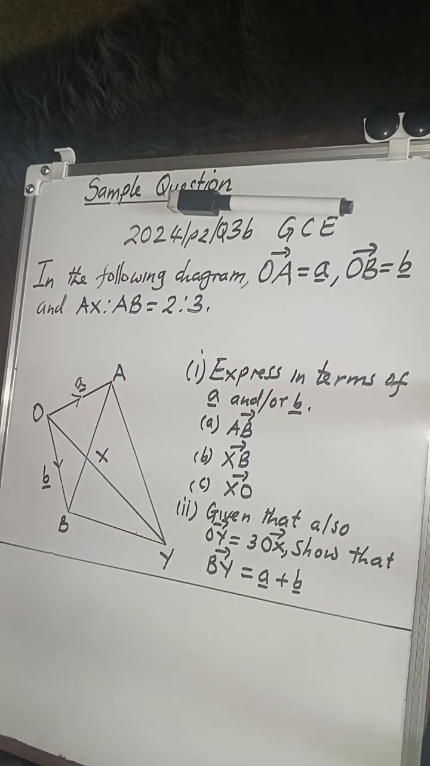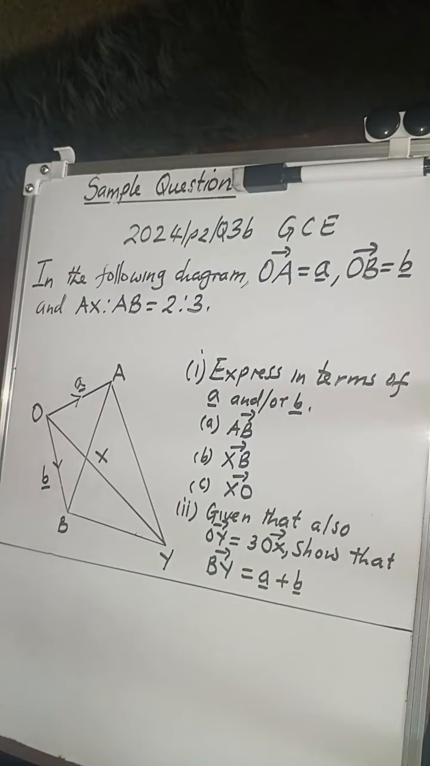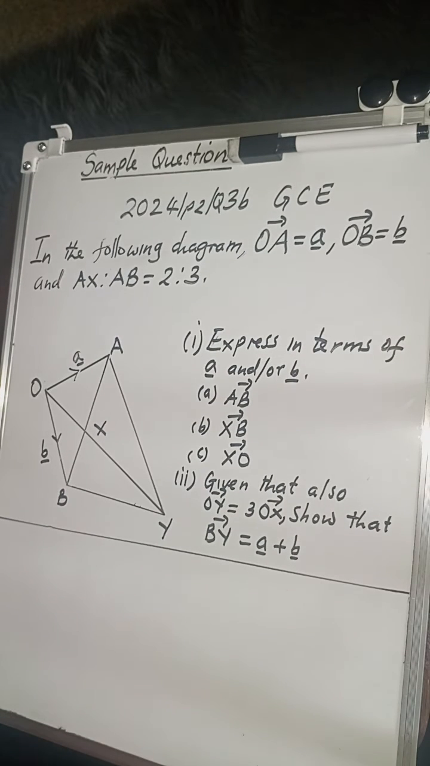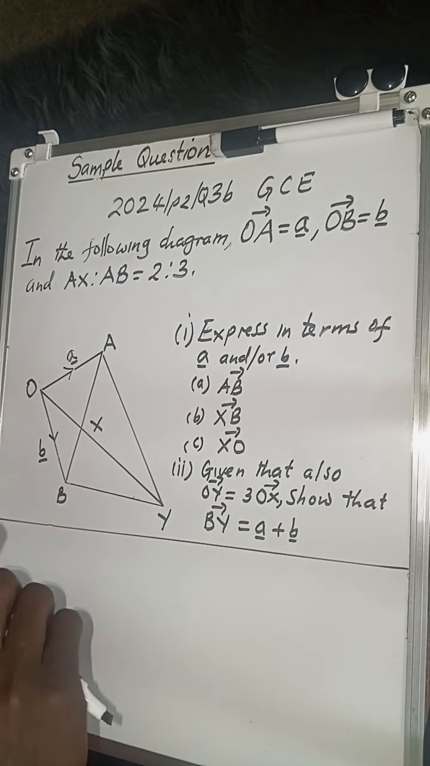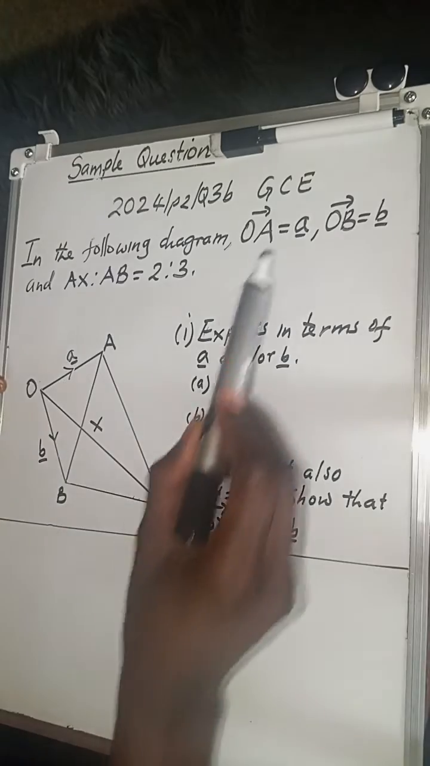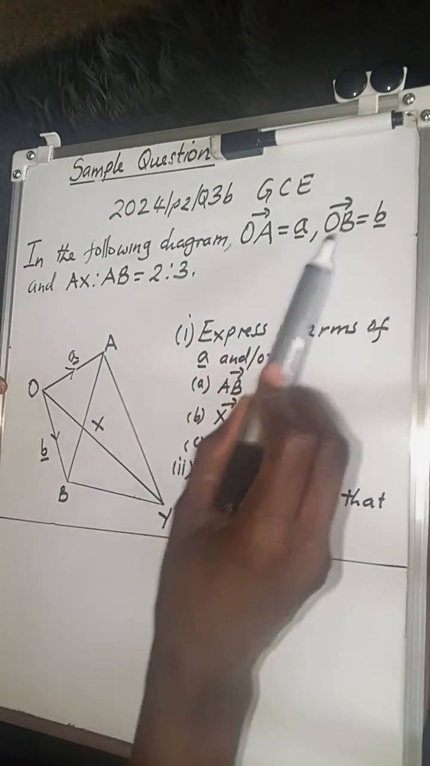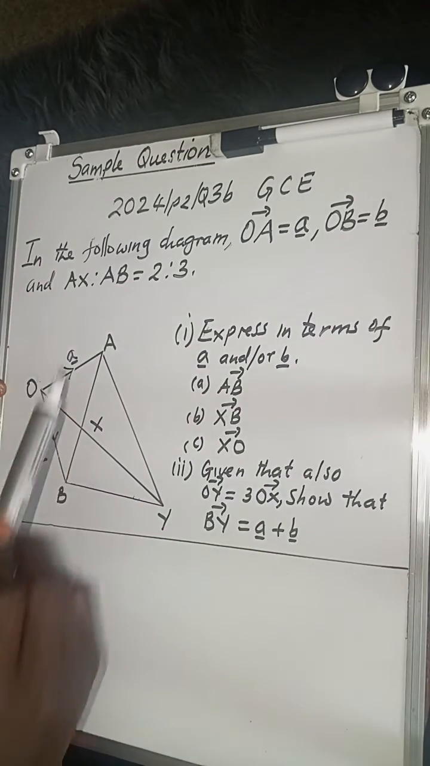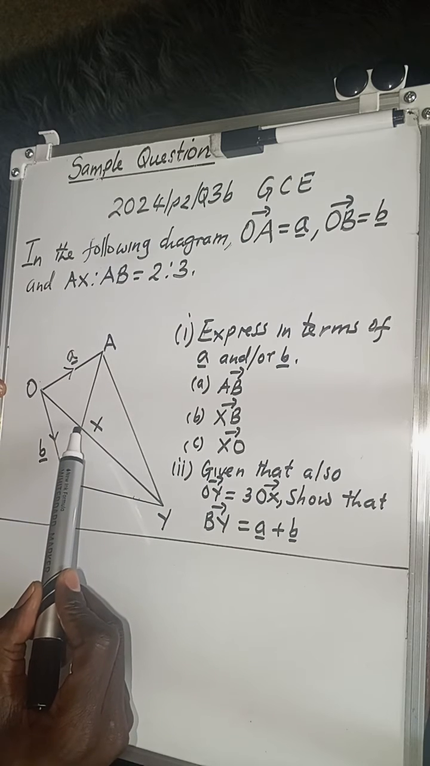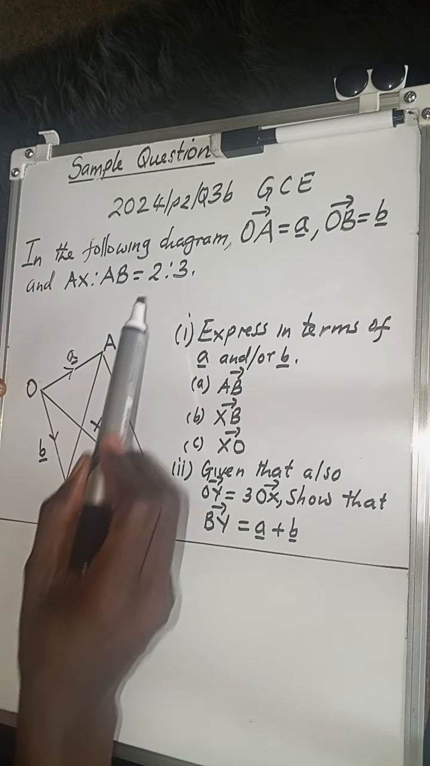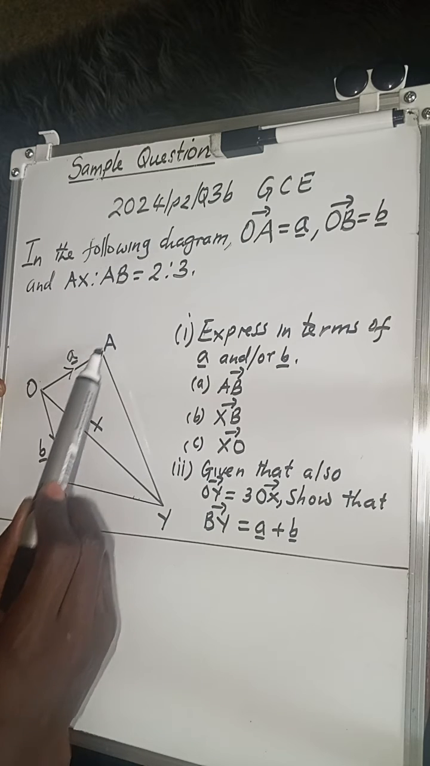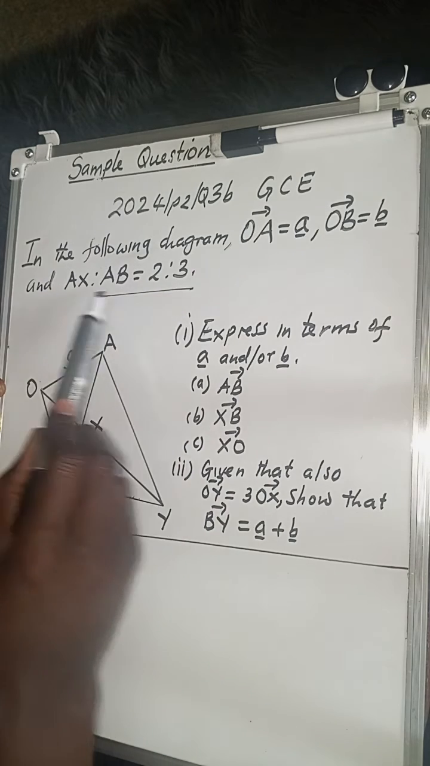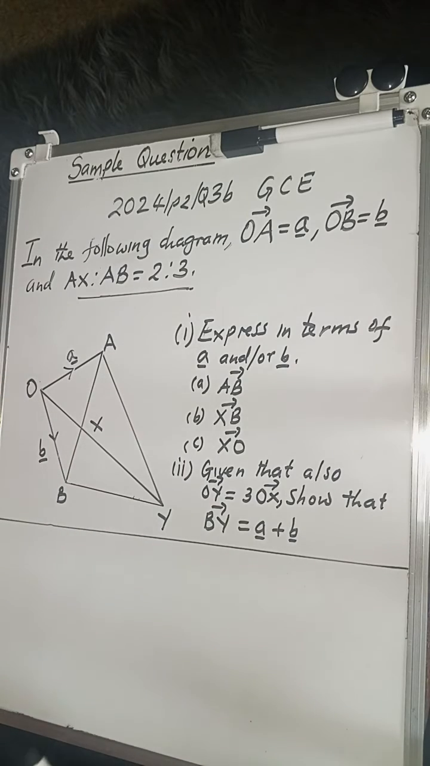So with me, I do have this 2024 paper 2 question number 3B GCE question. So let's try to see how you can go about answering such a question. It says in the following diagram, OA is represented by vector A, then OB by vector B, and the ratio AX to AB is in the ratio 2 to 3. So AX to AB is in the ratio 2 to 3. So please pay attention with that ratio. We are going to use it.